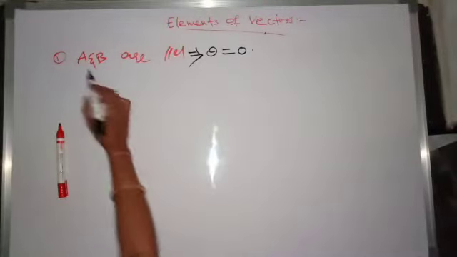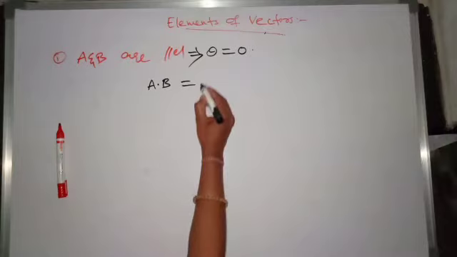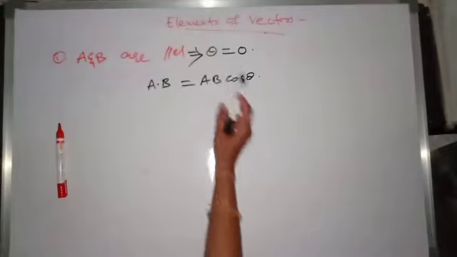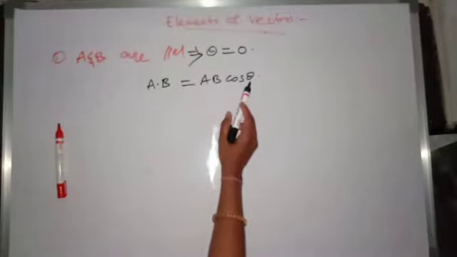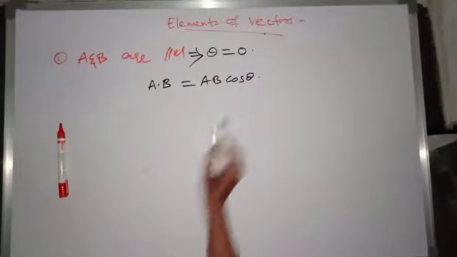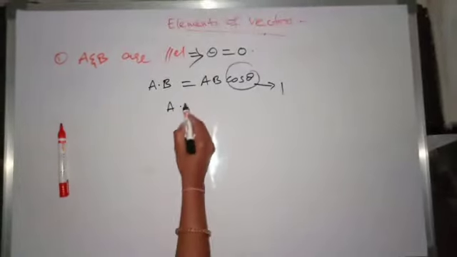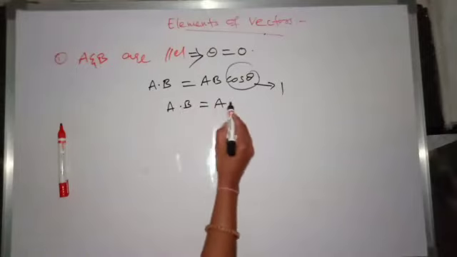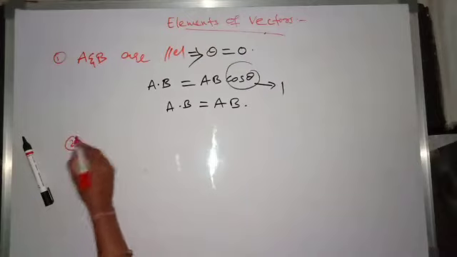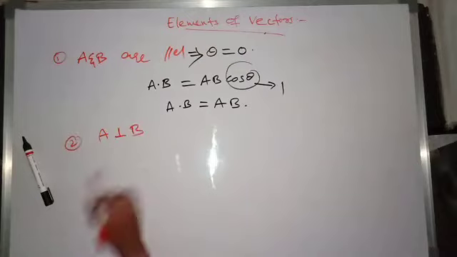Then what happens to the dot product? We know that A dot B equals AB cos theta. You just substitute theta equals 0 degrees in this equation. Cos 0 will be 1. Therefore A dot B will be equal to A into B, if vector A is parallel to vector B.